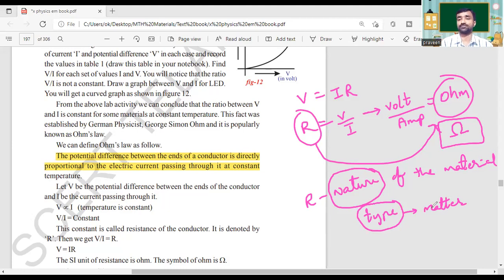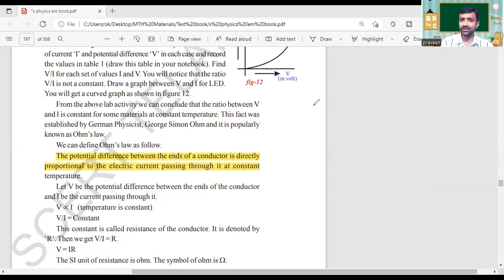The atoms we use to make this wire, that material nature will affect the amount of current passing through it. It depends on the voltage, but that amount of current will vary for another material. For example, what I said here, Ohm's law: V is proportional to I.